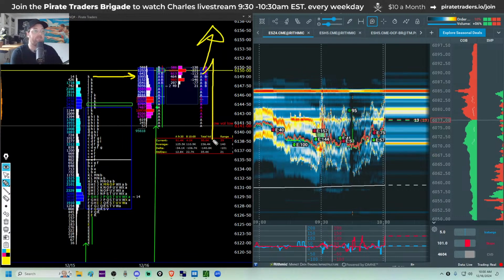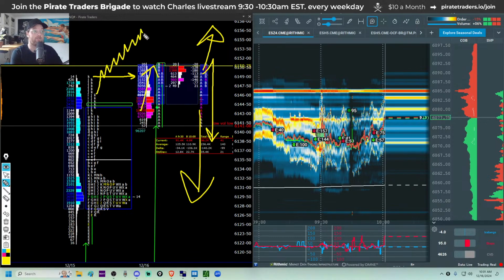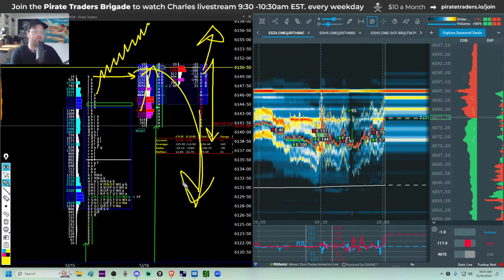If it looks above and fails and pulls back through, that could lead to a bigger pullback because a majority of participants are now long. So they've got to keep bringing in more longs or they could all get squeezed and we get a pullback.